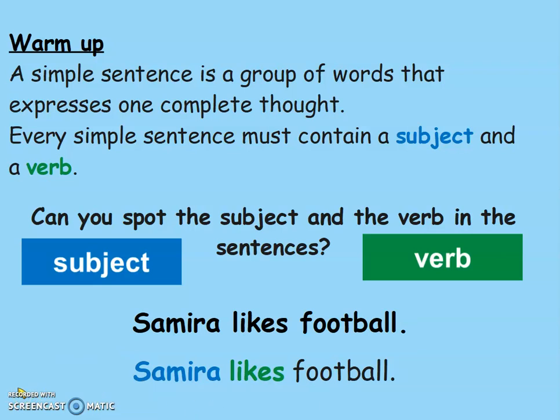This was a tricky one. I might have tricked a couple of you out. So we can see that the subject is Samira. The sentence is telling you about Samira. And the verb is likes because it's telling you that she likes football. Football isn't a verb because it is a thing. So the verb also could have been Samira played football. Samira watched football.